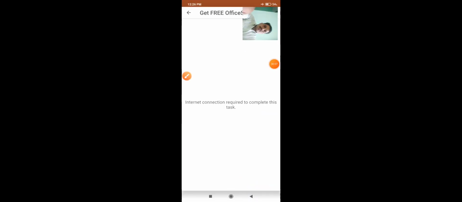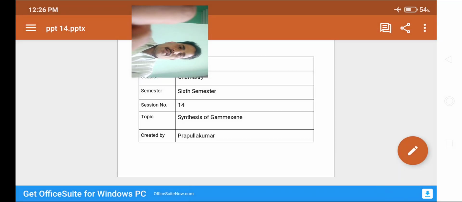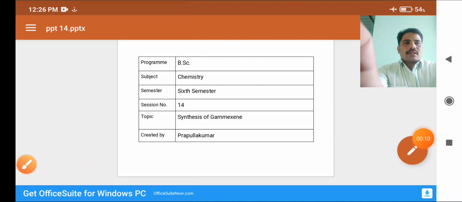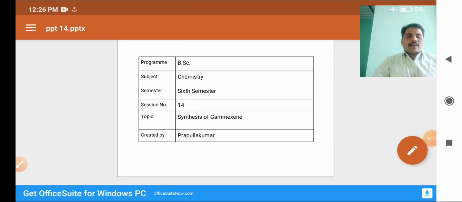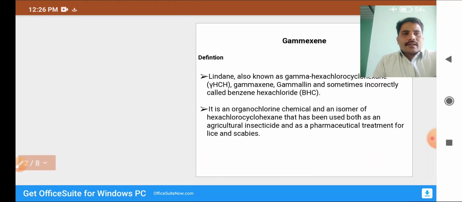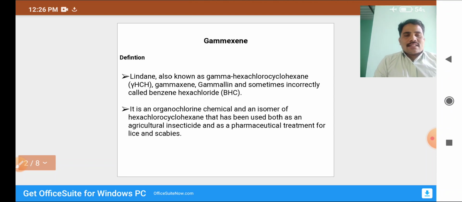Today I'm discussing the topic: synthesis and manufacture of gamaxin and its uses. Gamaxin goes by different names: lindane, gamaxin, gamalin. Sometimes it is incorrectly called benzene hexachloride. Why is it incorrect?